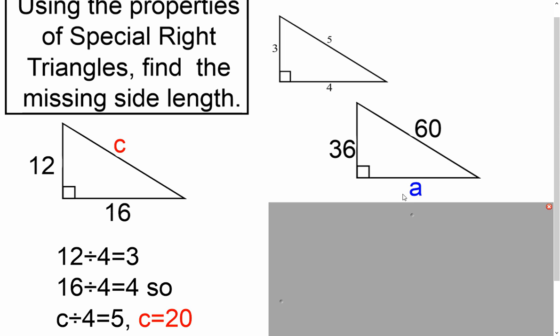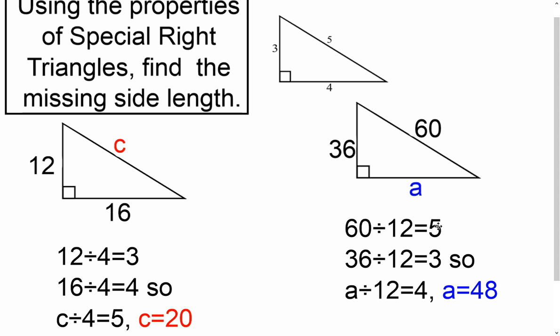Here's another example. I've got 36 and 60. 60 is the 5 side. 36 is the 3 side. I need my 4 side. If I divide both of those by 12, I end up with 5 and 3. So what number divided by 12 is 4? It's 48. I find that these 3, 4, 5 triangles come up the most, and they're pretty easy to figure out.